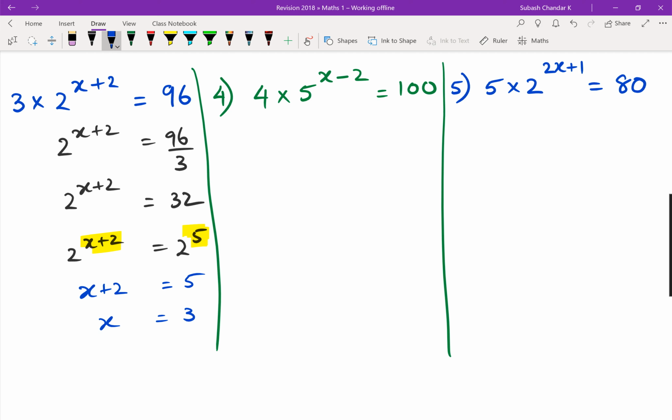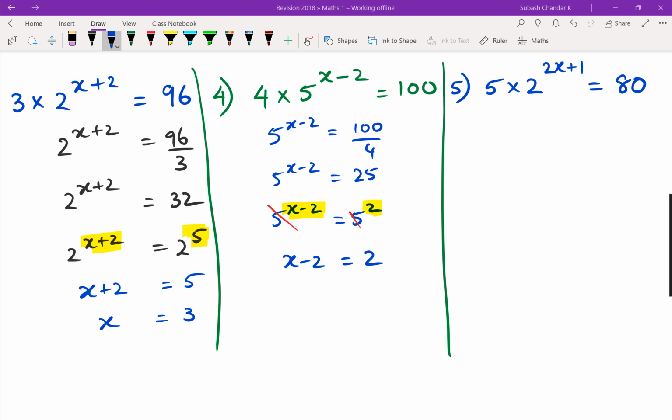Try number 5. Okay, so number 4, you've got 5x minus 2 equals 100 divided by 4. So you got 5x minus 2 equals 25. 25 can be written as 5 to the power of 2. So that means now the two powers equal to each other. We can forget about the 5s and just focus on x minus 2 equals 2. And then at this part, you can say x is equal to positive 4.